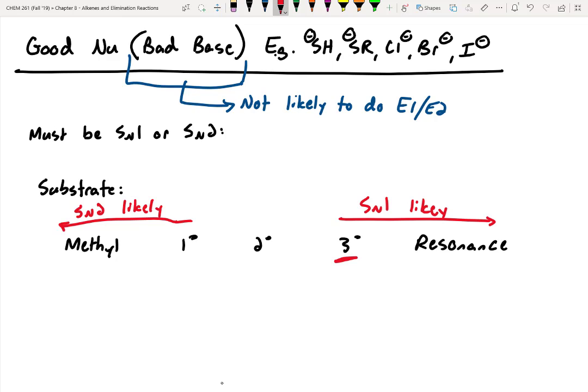Resonance is a little bit tricky. I'm going to make a note down here. It can do SN2 if primary. So resonance, if it's still primary, can do SN2. This is kind of an either or situation. Oh, sorry, can do SN2. Sorry about that. All right, what about in this middle spot right here? What can secondary do? Can do either.